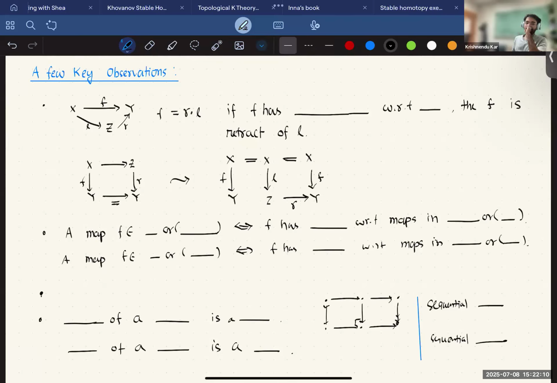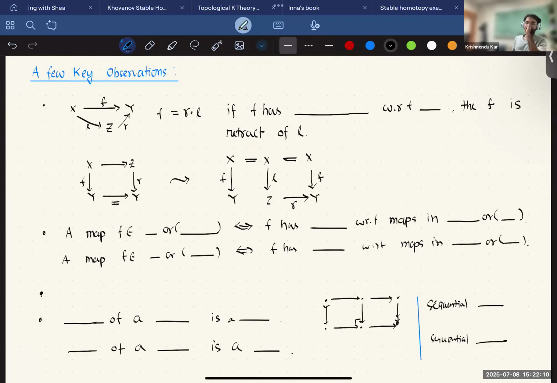If a map F factors through Z with left component L and right component R, so F is R composed with L, and if F has the left lifting property with respect to R, then F is a retract of L. Let me underline this: F is a retract of L. Now, how does this happen? Let's look at it. You're saying that F has the left lifting property with respect to R.